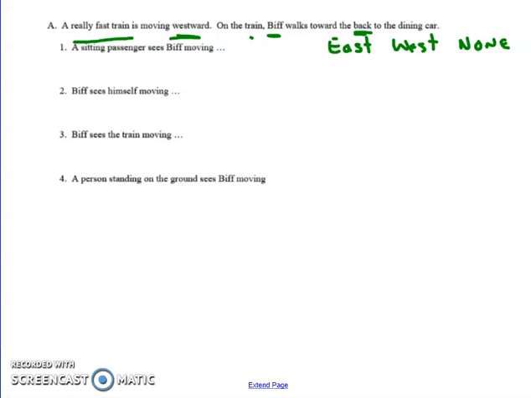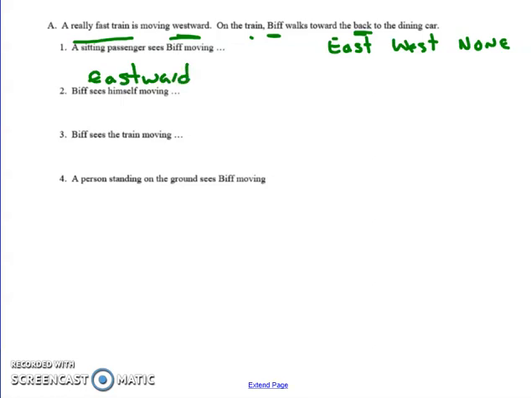Well, if I look at the information, the train itself is moving westward. Well, I'm not outside the train, so I really don't see the train moving. I just see Biff. So what do I see Biff doing? He's walking towards the back. And back is opposite of east or west, so he would be moving eastward.